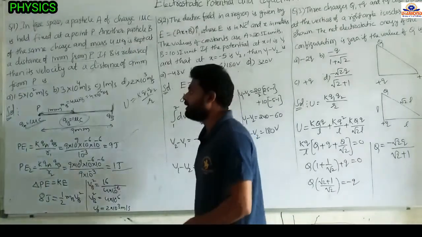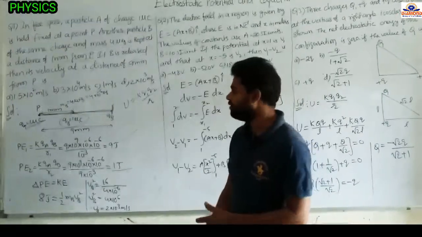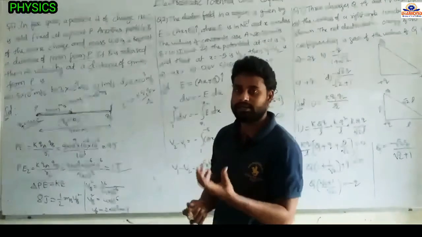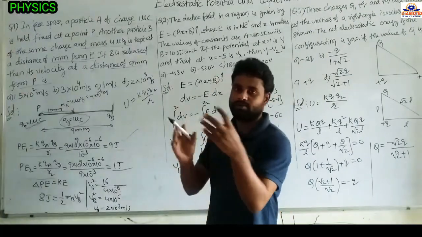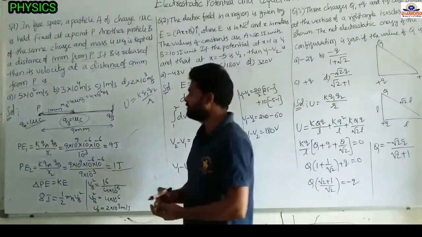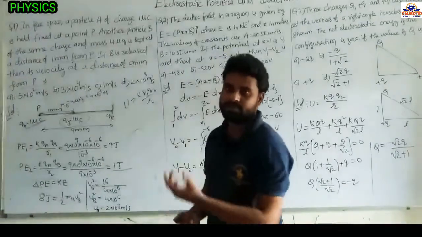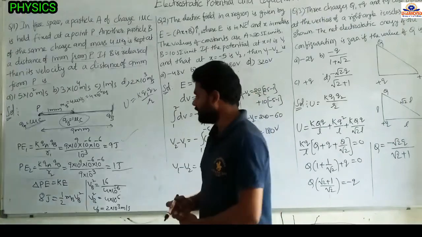That means the potential energy decreased. Initially 9 joule and finally 1 joule. So whatever energy decreased here is converted into kinetic energy. That means due to the repulsion force it is getting velocity. So this potential energy is converting into kinetic energy.